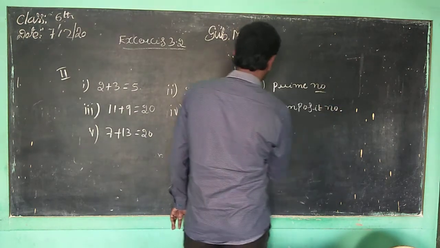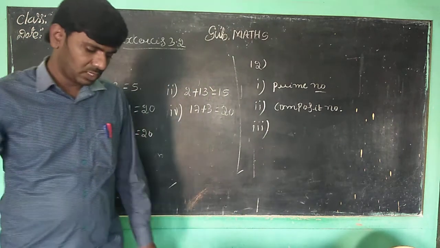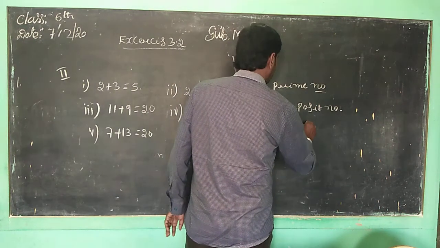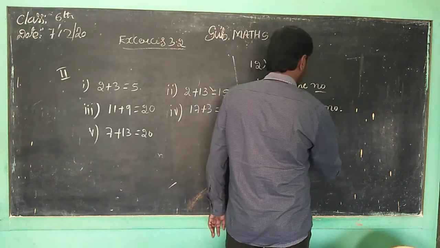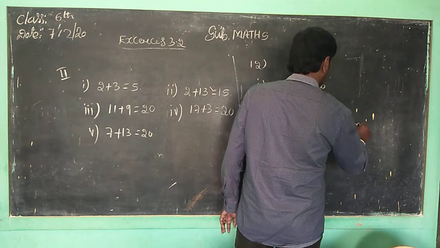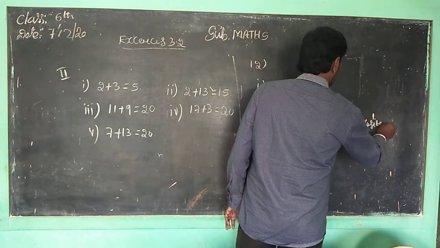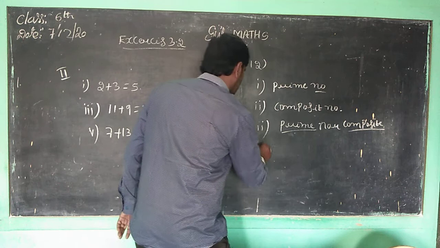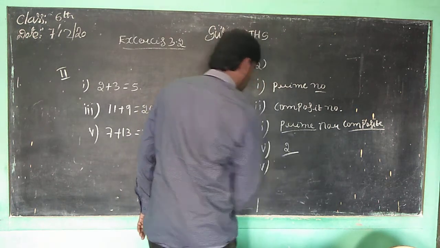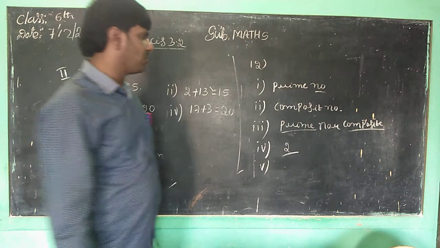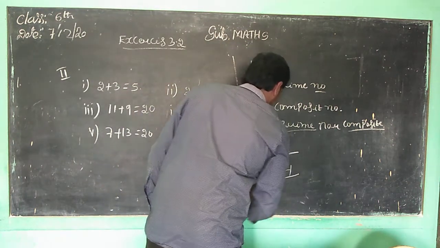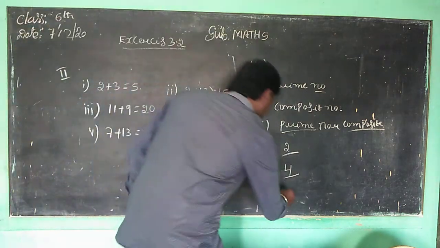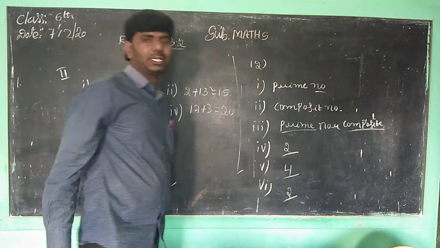Composite number. Children, third one: one is neither dash nor dash. One is neither prime nor composite number. Correct children? Next, D: the smallest prime number is 2. And the smallest composite number is 4. And the last one: the smallest even number is also 2.